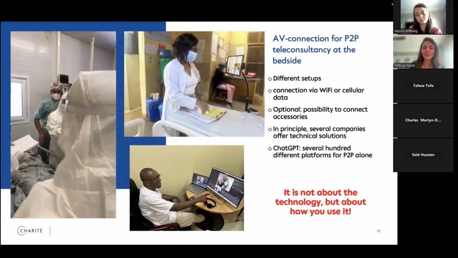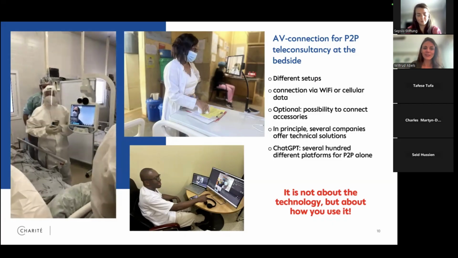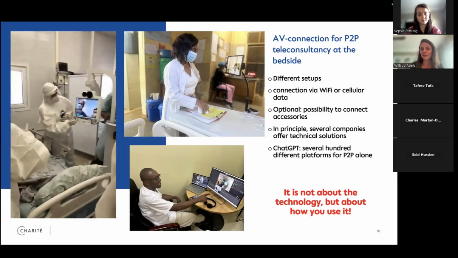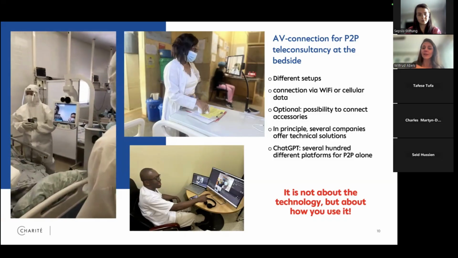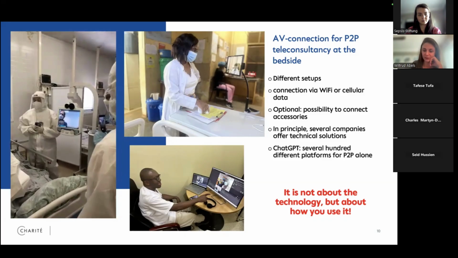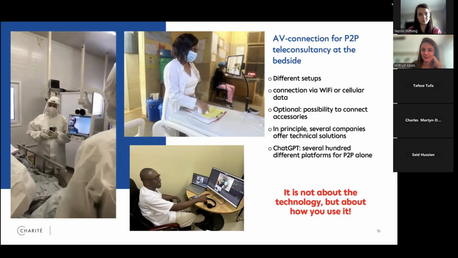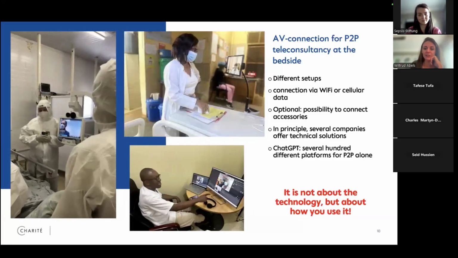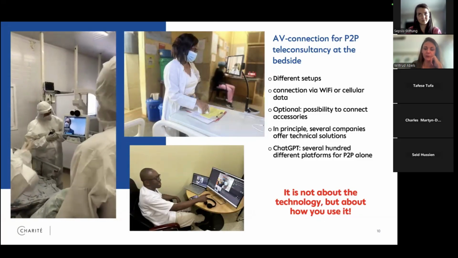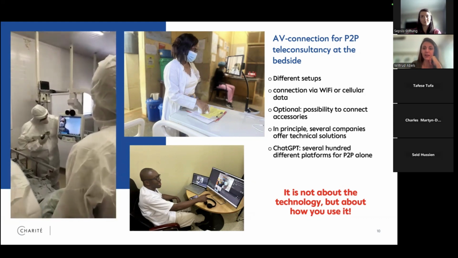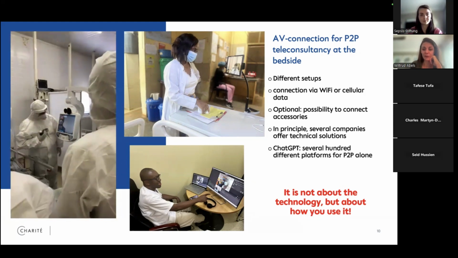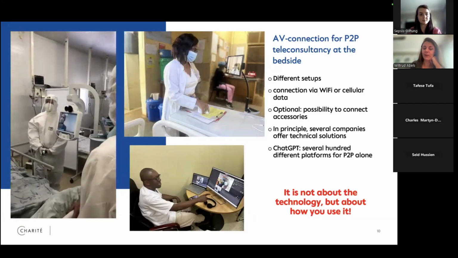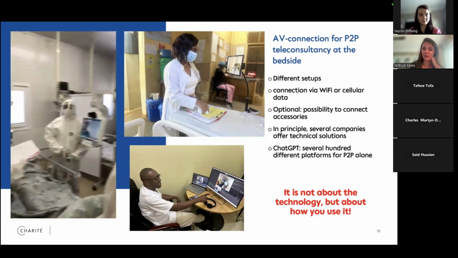I was actually not able to give you an exact figure of how many different platforms for provider to provider teleconsultancy there are in the world, because there's no single source for this information. But I did ask AI, so I put a prompt into ChatGPT, and even ChatGPT couldn't come up with this number and only said that we have several hundred, at least 250 to 500 different platforms that offer solutions for patient to provider to provider teleconsultancy alone.